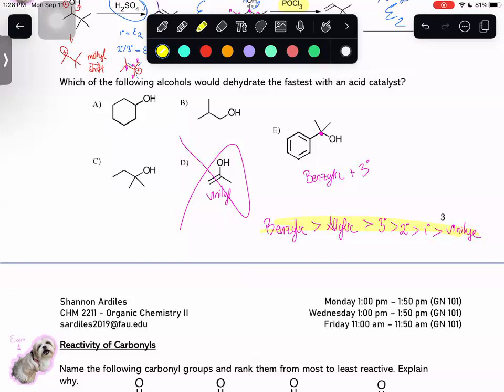What about oxymercuration-demercuration? That's Markovnikov. So the OH goes to the more substituted side, and that's similar to acid-catalyzed dehydration without rearrangement. The same thing. Beautiful. Yes, if you guys have a primary carbocation, you got it.